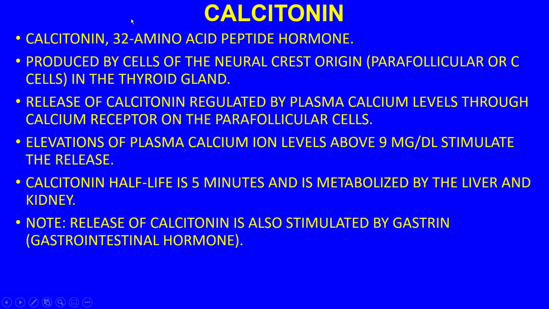Now, let's go into calcitonin. This is a 32 amino acid long peptide hormone produced by cells of neural crest origin, referred to as the parafollicular or C cells in the thyroid gland. These are cells that are off the side. They are not related to the follicular cells that make T3, T4. The release of calcitonin is regulated by plasma calcium levels through calcium receptors on the parafollicular cells. Elevations of plasma calcium levels above 9 milligrams per deciliter will stimulate the release. Calcitonin's half-life, though, is only 5 minutes. It's metabolized by both the liver and the kidney.